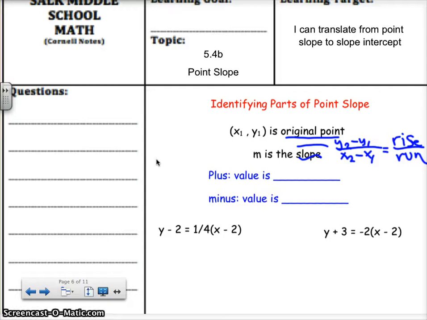You need to know that point slope form always looks like this: y minus y of 1 is equal to m times x minus x of 1. If it is a plus all of a sudden, the only thing that can turn this to plus is if the original point is negative. So if it's plus, the value is going to be a negative.